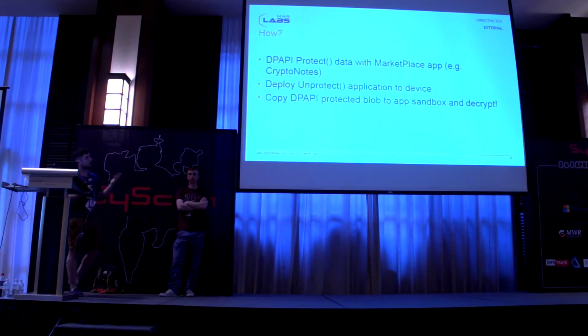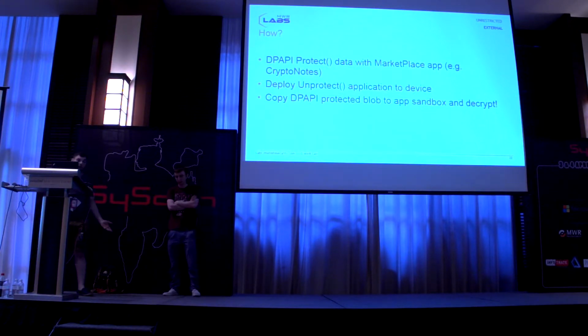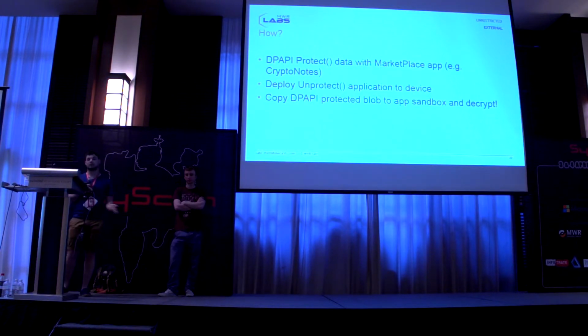So how can you demonstrate this issue? We use Crypto Notes to demonstrate it as a really simple DPAPI app. You use the app, wait for it to call Protect on the data, and that will save an encrypted blob. You can write yourself a little application that calls Unprotect on that blob, and obviously you have to copy that out of the sandbox and put it into the sandbox of your own application. Just call Unprotect, and you'll get back the plain text that you put in the Crypto Notes application.